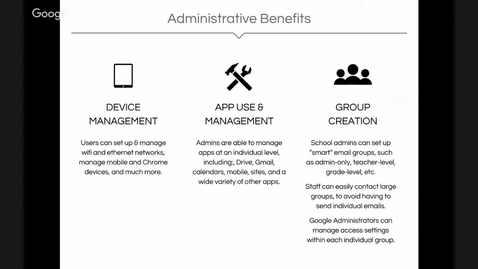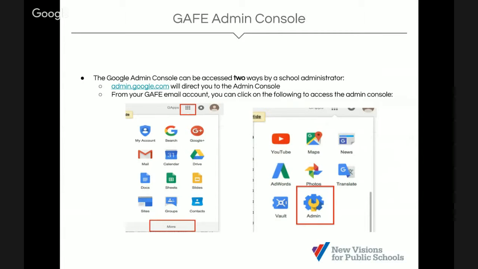So right now I'm going to take a break from our PowerPoint and show you all what the admin console looks like. I've provided 2 slides within this slide deck to show you what it should look like when you're accessing your admin console. Your admin console can be accessed 2 ways by a school administrator. It can either be accessed by going to admin.google.com, or from your GAFE email account, you click on the little 9-box grid in the top right-hand corner. Then if you click more, you see a little gear with a wrench, and that's your admin icon. I'm going to show you both ways to get to that.